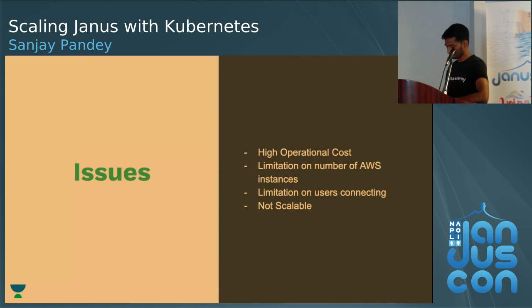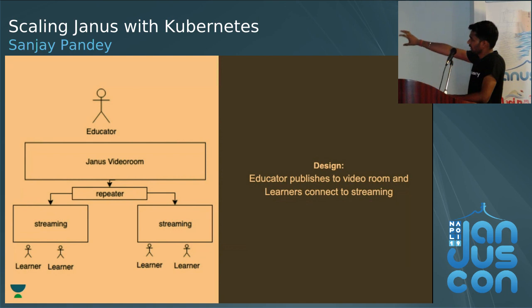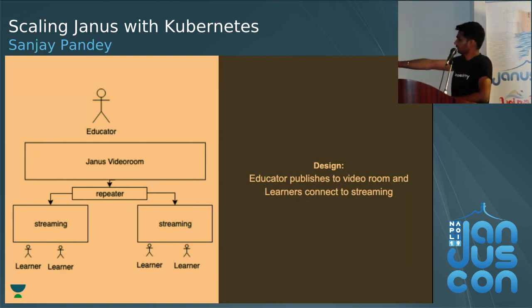So we came up with the second design, where we introduced a second layer, which would be a bridge between the Janus video room and the streaming plugin. Through the video room, we started passing the RTP streams to the streaming plugin. The educator would be connecting to the video room and the learners would be connecting to separate streaming plugins. Each plugin would be running on a separate instance. This was all on individual AWS EC2 instances. This design solved our problem of too many users in one class. We scaled up to around 4,000 users in a single class using this design.